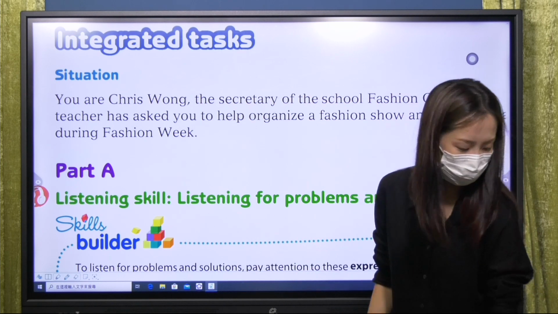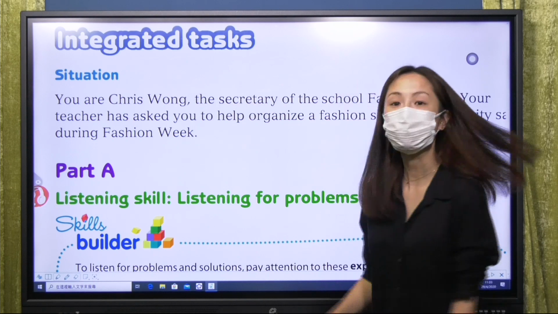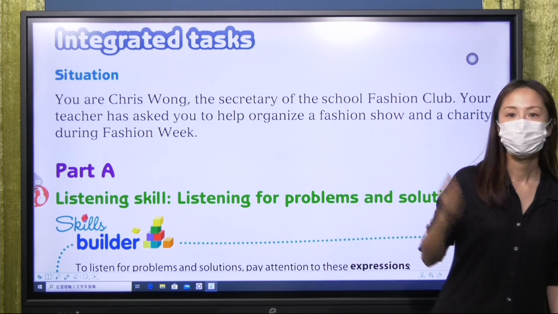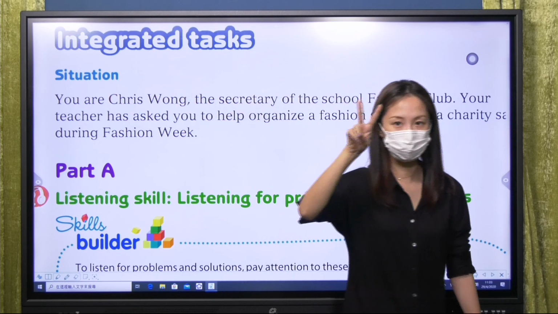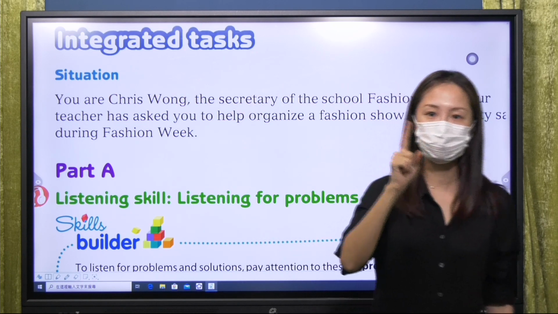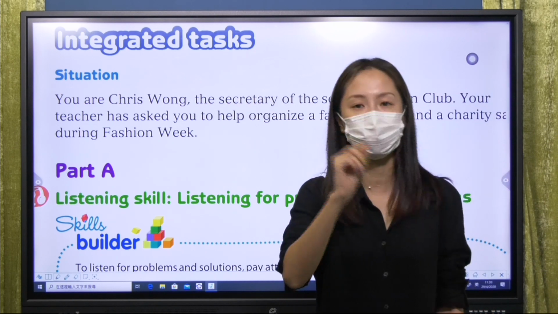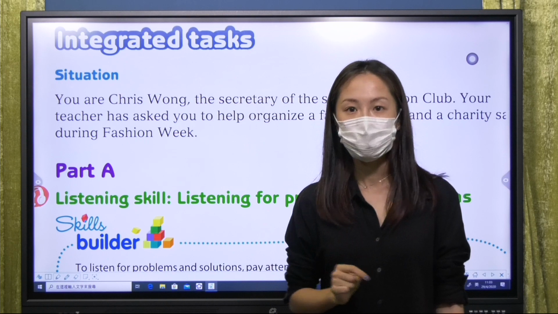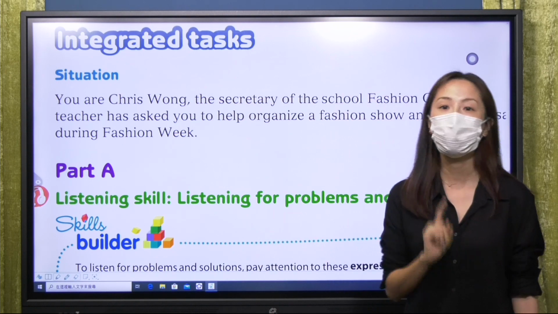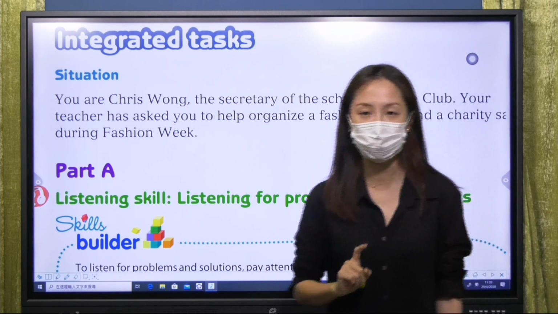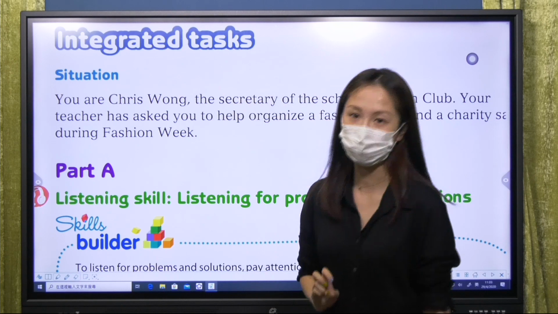Okay, so now let's go to page 48. When you get your listening paper, there will always be 2 situations. There is one situation for part A and another situation for part B in your exam. So today let's look at the situation first, okay? Remember, always read the situation. There is some important information in the situation.